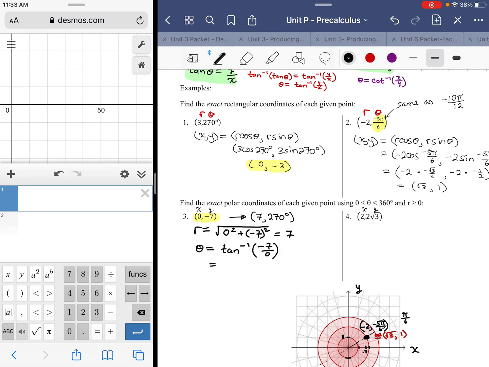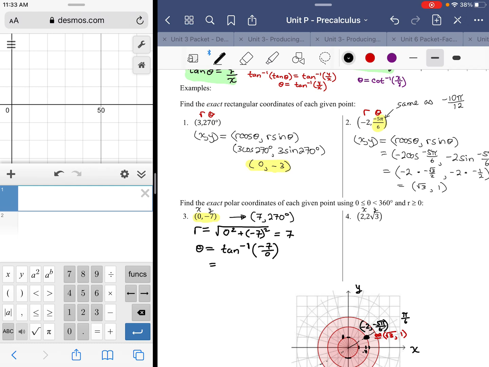So inverse tangent of y over x. So -7 over 0. Now we've touched on this inverse tangent stuff before. The inverse tangent function only exists on the interval of -pi over 2 to pi over 2. So we have to be mindful of that. We may have to use reference angles to come up with a true angle. However, in this case, we have undefined, right?